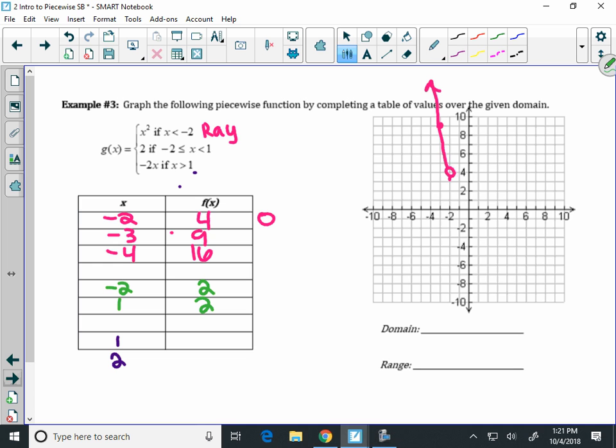And let's talk about the endpoints. What kind of endpoint goes at -2, 2? A closed dot, so we'll plot that. -2, 2 gets a closed dot. What about at 1, 2? An open dot. So then we go to 1, 2 here with an open dot.